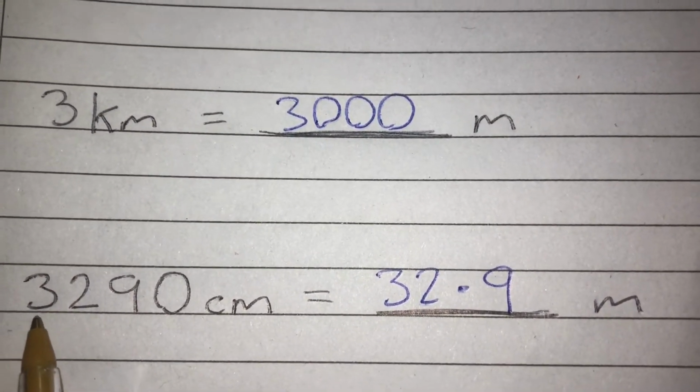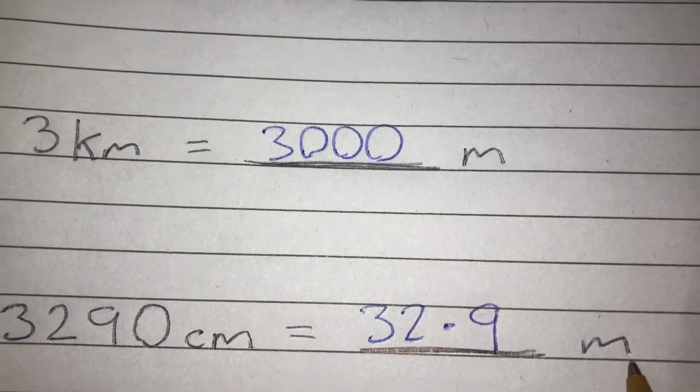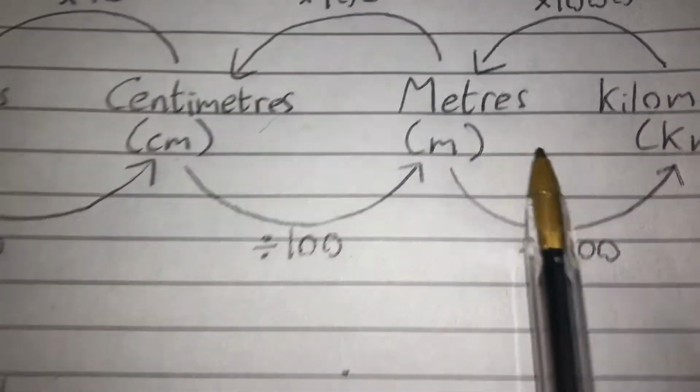Last example on length is centimeters to meters. If I want to change centimeters into meters, I'm going this way, so I divide by 100.